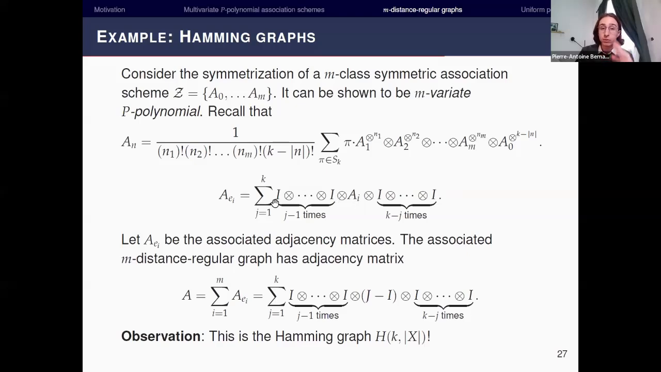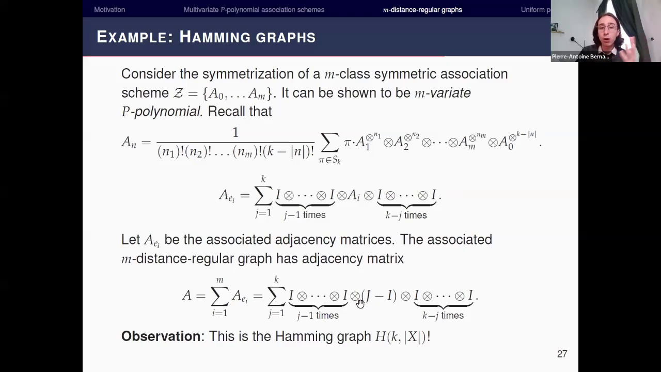And so what the previous theorem tells you is that, because this scheme is m-variate p-polynomial, the matrix you get if you sum all these A_{e_i}, which are the first adjacency matrices, will give you the adjacency matrix of an m-distance regular graph. And in that case, if you sum all of the A_{e_i}, basically you're summing all the adjacency matrices in the original scheme Z. So you're summing A1, A2, up to AM for each entry in the sum.